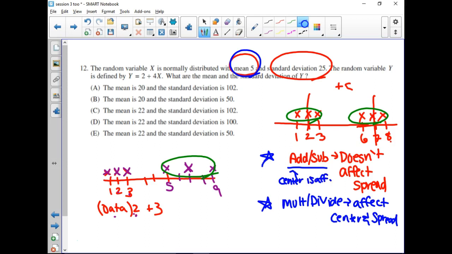Right? So what's my new mean going to be? My new mean is going to be 22, so I know I can cross off A and B. My standard deviation is 25. So what am I going to do with my standard deviation? I'm going to multiply by 4. Can I add 2 to it? No. Okay, very good. So what's my answer?